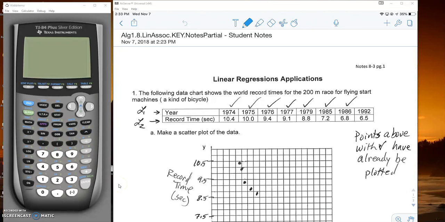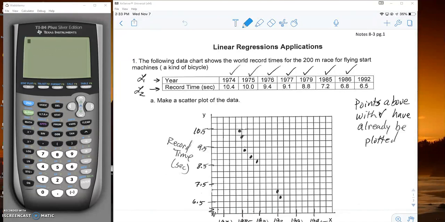This video covers notes 8.3 over linear regression applications. So for problem 1, we have the following data chart that shows the world record times for the 200-meter race for flying start machines, a kind of bicycle. So we have a year and a record time set. They ask us to make a scatter plot of the data, and the points above with a check have already been plotted. So they have left us 1 point that we need to plot.